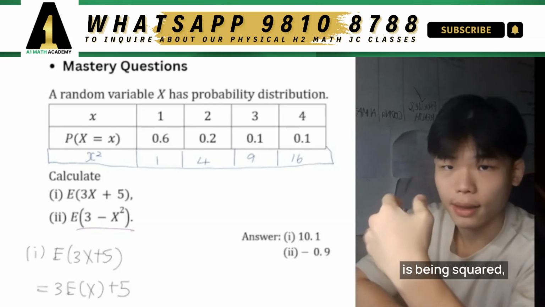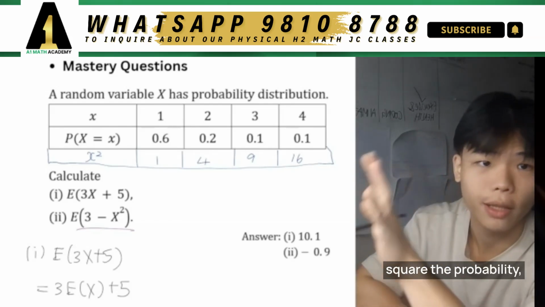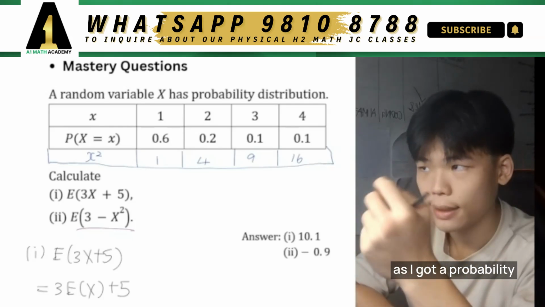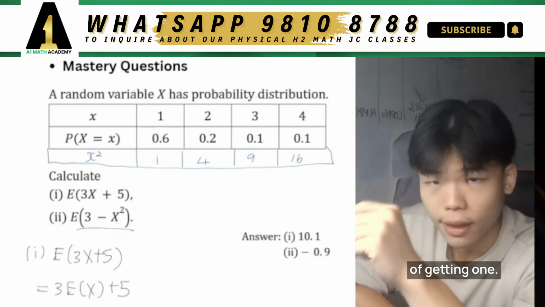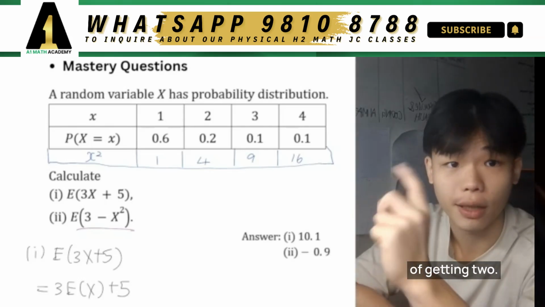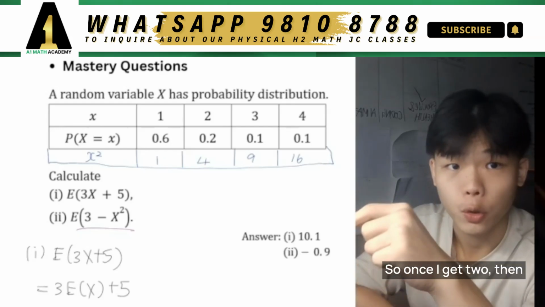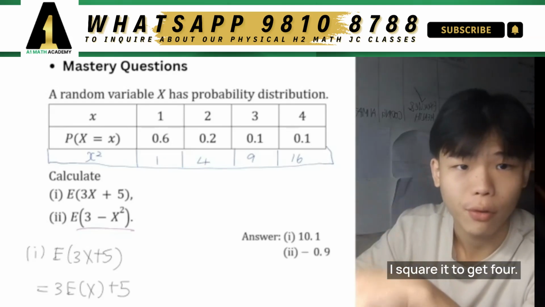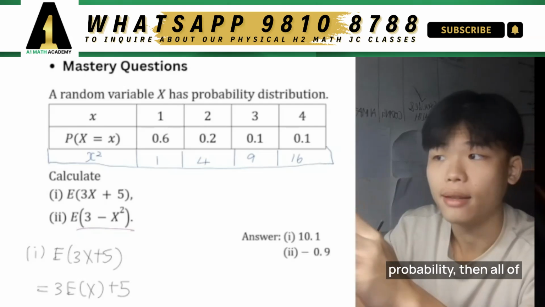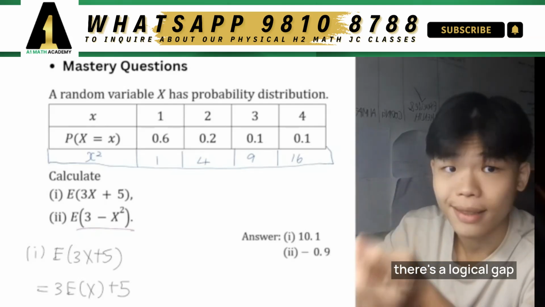So even though X is being squared, the probability remains the same. Okay, so you will never square the probability. Just take note of that. You're just squaring the X value. So you just imagine it as I got a probability of getting 1. After I get the 1, then I square it. Okay, so I got a probability of 0.2 of getting a value of 2. So once I get 2, then I square it to get 4. So that's the idea behind it. The probability will never get squared, because if you square the probability, then all of them won't sum up to become 1 anymore. Then there's a logical gap over there.